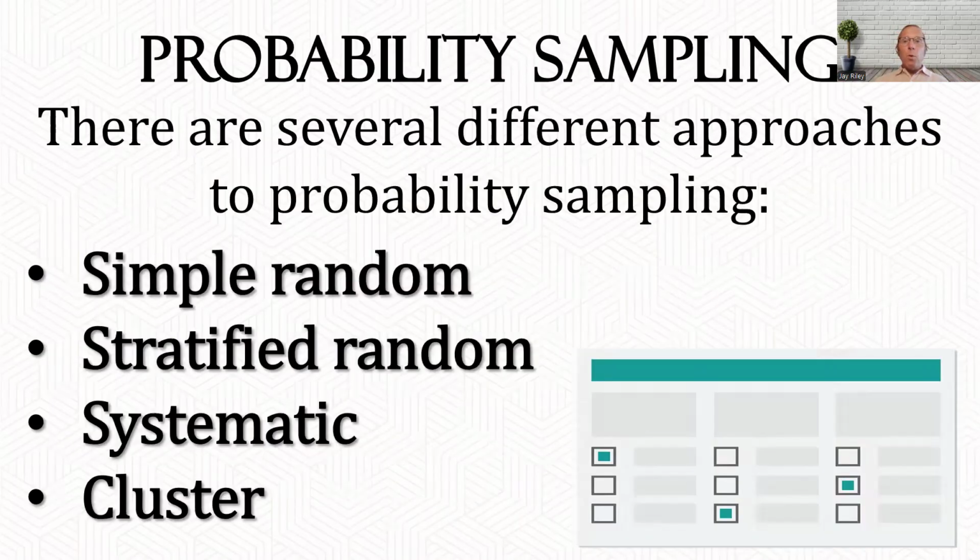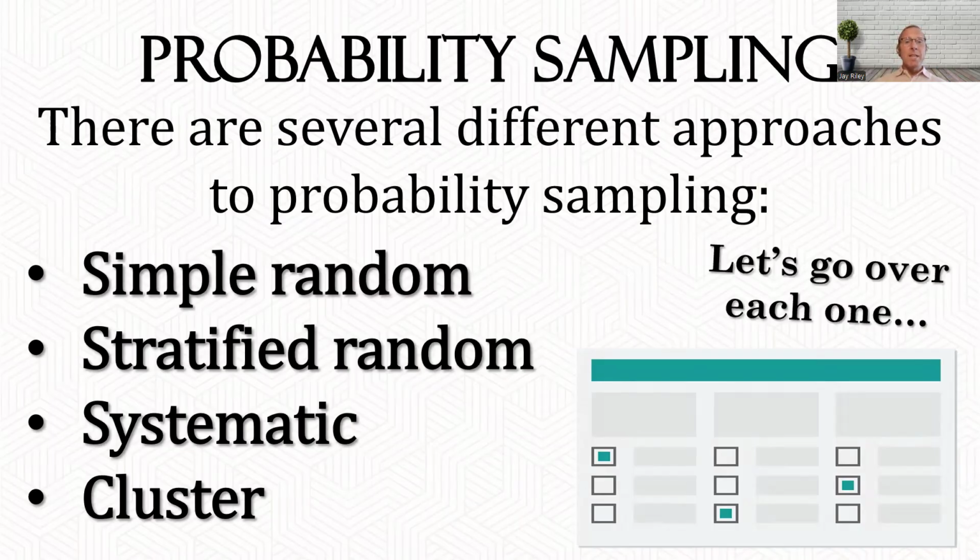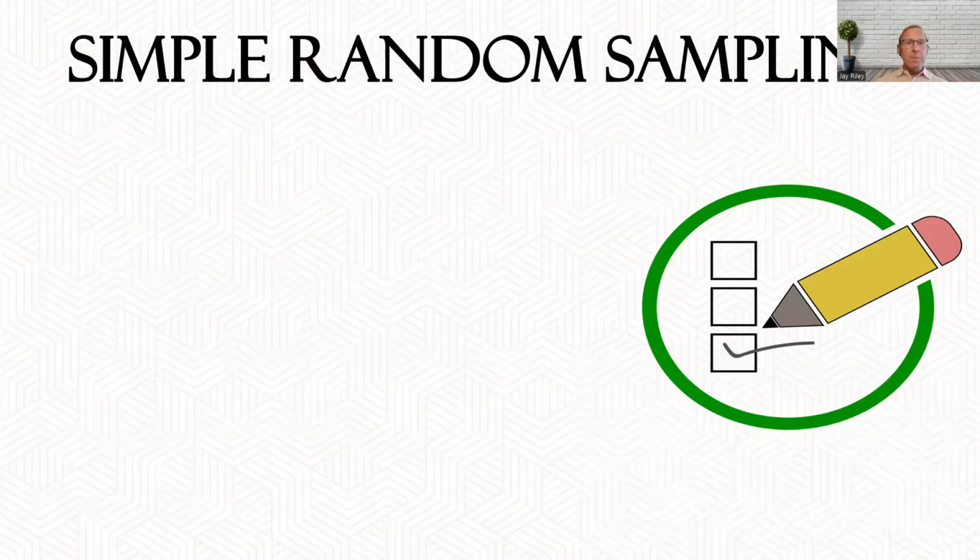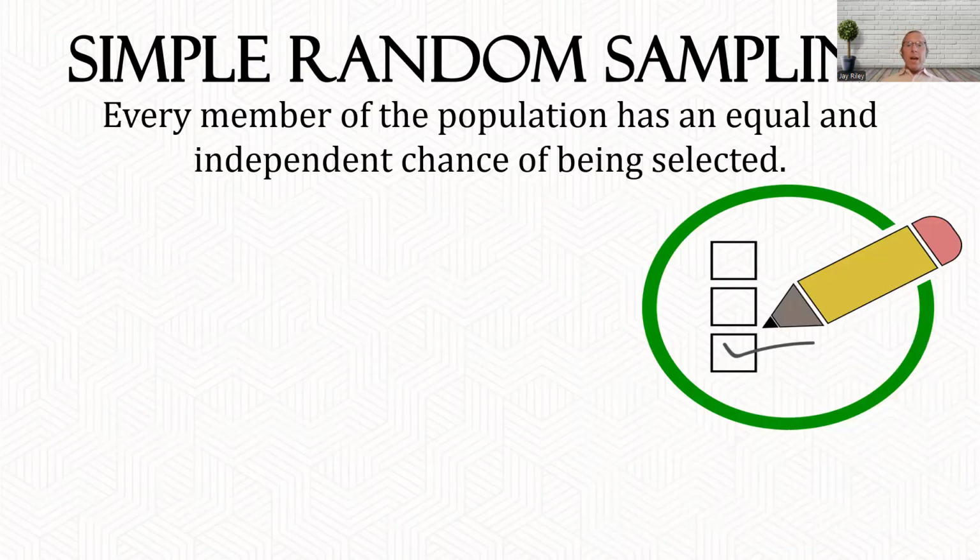So there are four different approaches to probability sampling that we are going to talk about. They are simple random sampling, stratified random sampling, systematic sampling, and cluster sampling. So let's go over each one. Starting with simple random sampling.